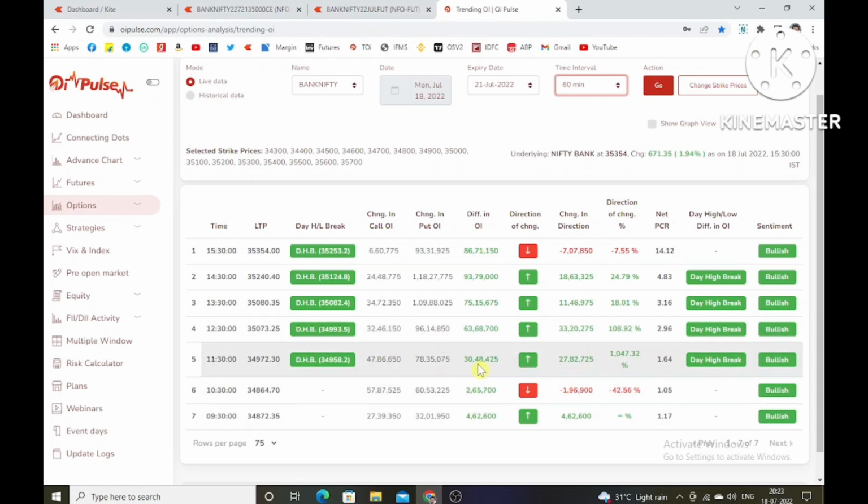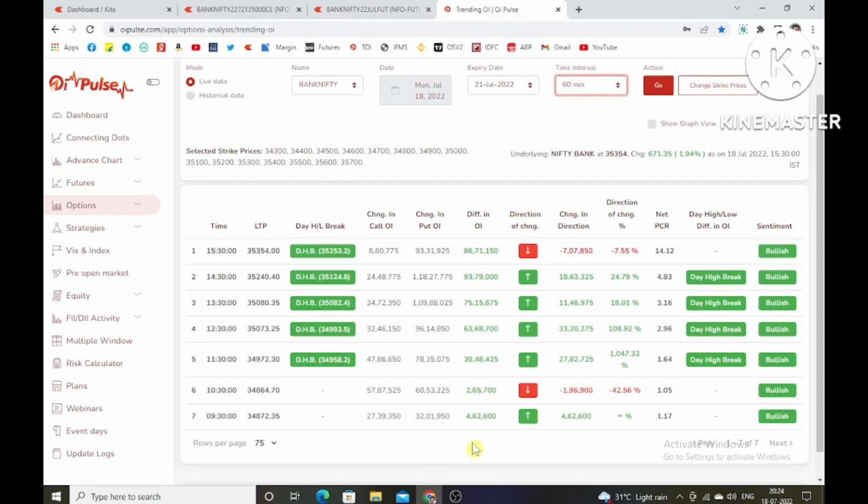Look at the difference at 11:30, it is 30 lakh, and at 12:30 it is 63 lakh, and at 1:30 it is 75 lakh, and at 2:30 it is 93 lakh, and after the market closing the difference is 86 lakh. The difference reduced because when the market is closing, someone is unwinding their position, that's why the difference is reduced at the end of the market.